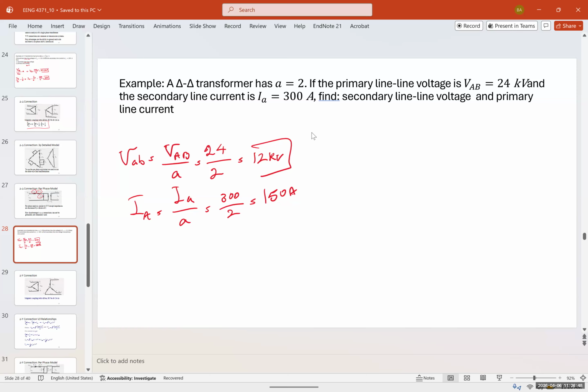So when you are solving for voltage and current in delta-delta and YY connections, it's exactly the same as a single phase transformer. But when you're modeling it, it's going to be different. And they don't have any phase shift. This is very important as well.